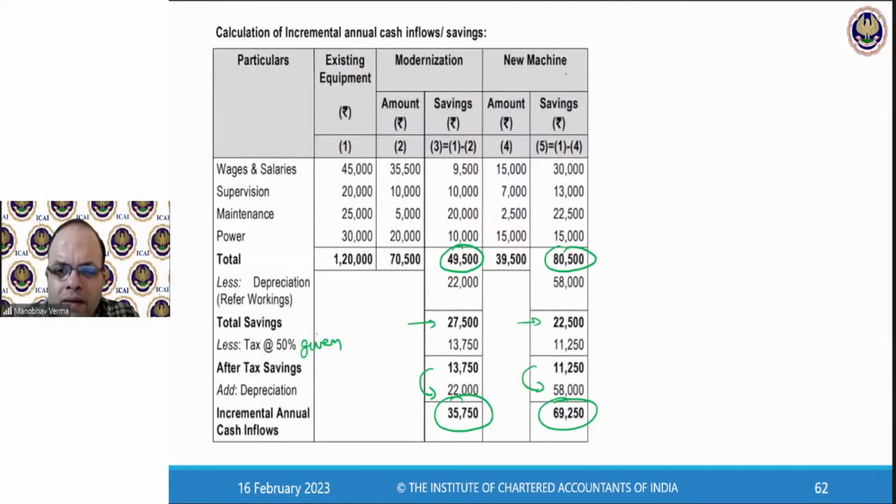And then we add the tax shield on depreciation. So let's say for modernization, my depreciation is 22. Tax shield will be 11,000. So I'm again getting 35,750. So it's method 2. I discussed 2 methods on Tuesday, right? Similarly, here it's 58,000 into 50%, 29,000. So we get the same results with our method 2 also. Just a quick recapture of what we did on Tuesday.